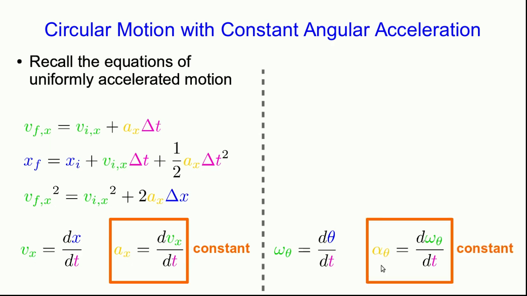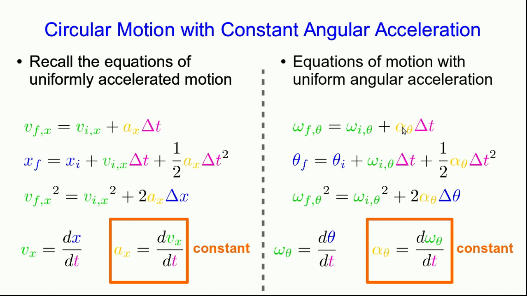And so if the angular acceleration is constant, it stands to reason that we'll get a set of equations just like these. And you do. In fact, all you need to do is essentially replace every v with an omega, and every a with an alpha, and every x with a theta, and you get the equations of motion for motion with uniform angular acceleration.